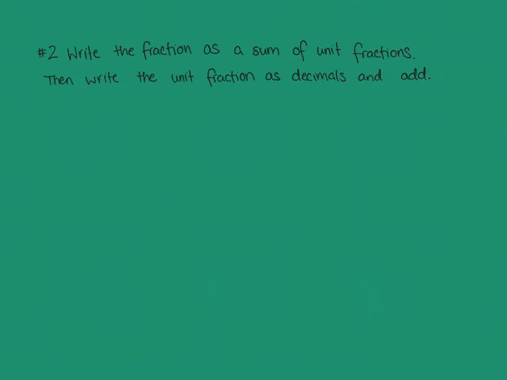The next question also has two parts. Write the fraction as a sum of unit fractions. This is the same step we started with last time. But then it says to write the unit fractions as decimals and add. So this is kind of our steps 2 and 3. If they give you the number 3/5, our first step is to write it as a sum of unit fractions. So it's 1 out of 5, and we need to do this 3 times.